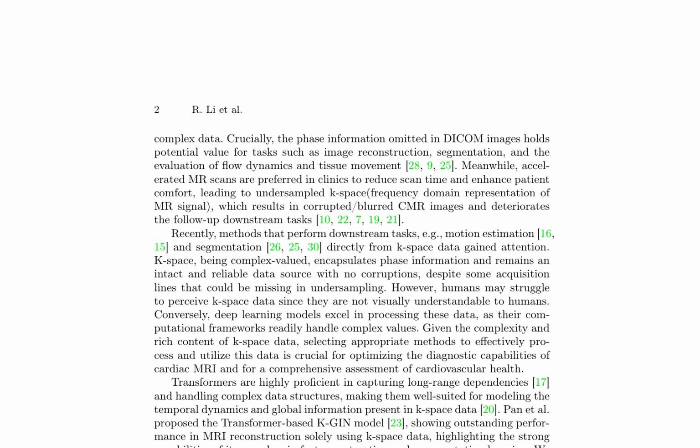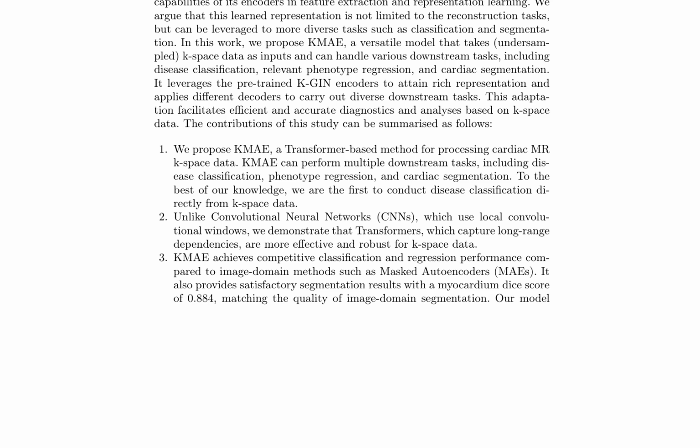To address this issue, the authors propose a transformer-based model called KMAE, which processes complex K-space data efficiently. This model utilizes pre-trained KGIN encoders to attain rich representation and applies different decoders for diverse tasks. The effectiveness of transformers in capturing long-range dependencies and handling complex data structures makes them well suited for modeling temporal dynamics and global information present in K-space data.